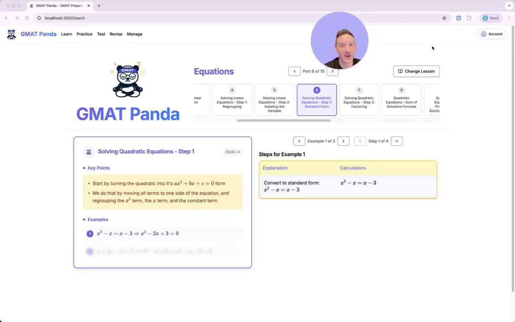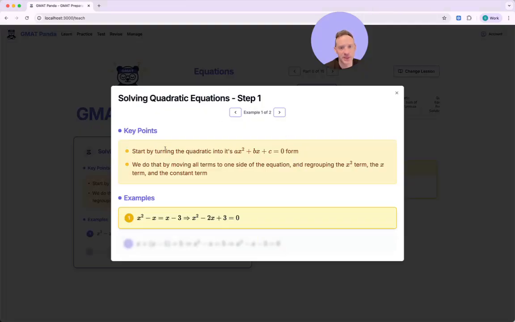Okay, so now let's look at how we solve quadratic equations. The first thing we need to do is turn the quadratic into a format like this. This is what's called the standard form, and it includes something times an x squared, plus or minus something times an x, plus or minus a constant, or just a number, and that should be equal to 0.